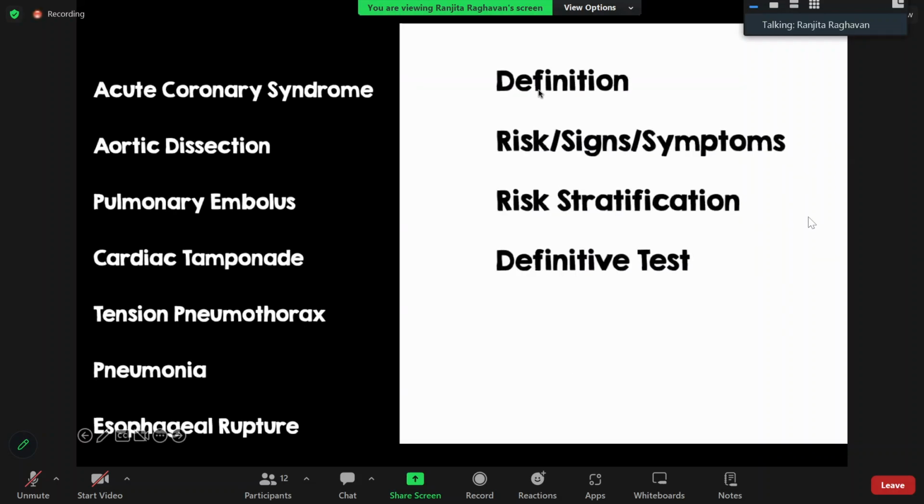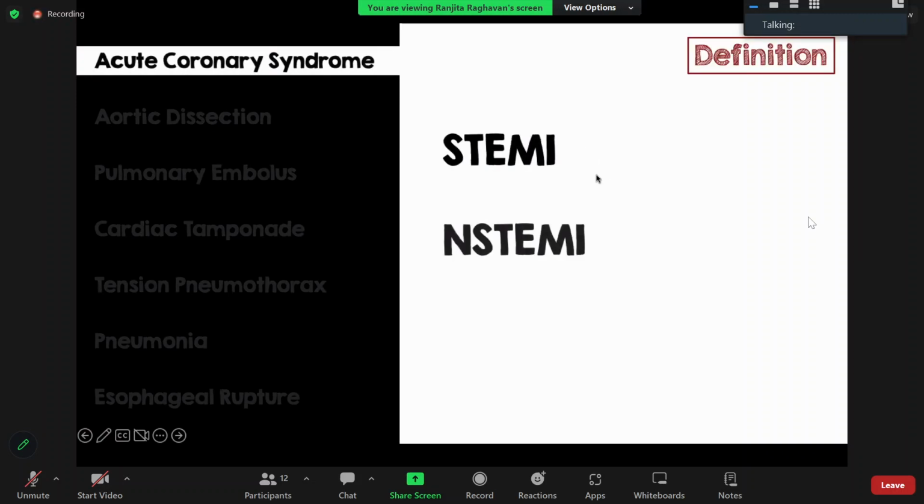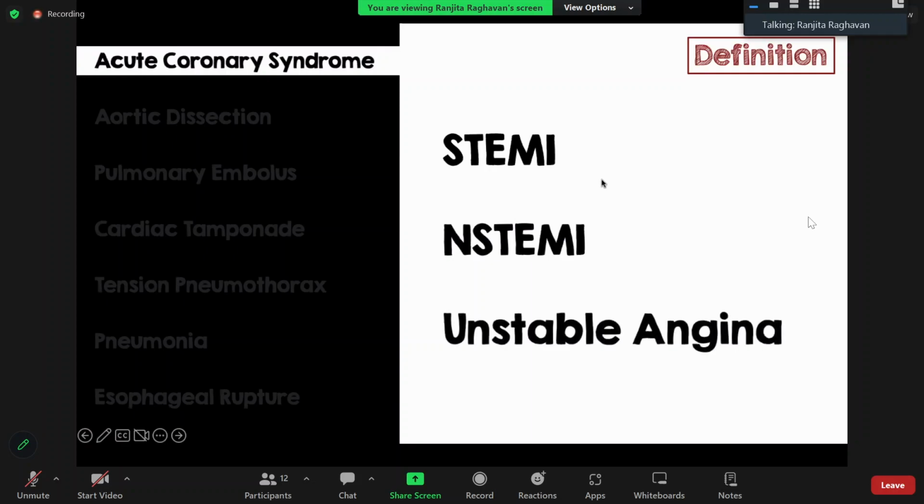So for ACS, we tend to think of it as whether there's a STEMI, an ST elevation myocardial infarction, an NSTEMI, a non-ST elevation MI, or an unstable angina, which is basically where you're having pain on exertion and you haven't actually had total injury to the heart, but there is some injury when you do activity, right?